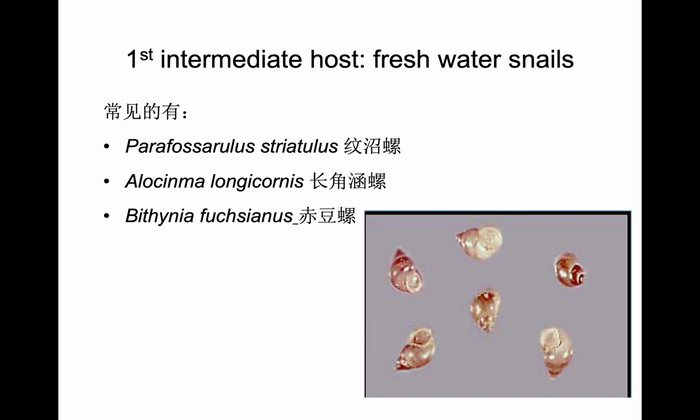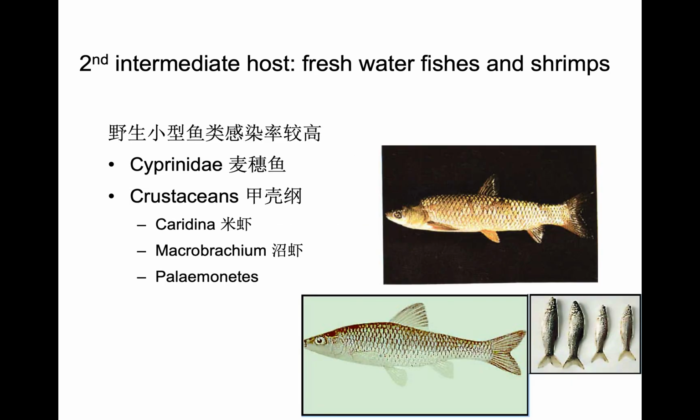And now let's look at the intermediate hosts. The first one is the freshwater snail, and there are different kinds with their scientific names. You don't have to remember all these scientific names. You just need to know that the first intermediate host is the freshwater snail, and the second intermediate hosts are freshwater fishes and shrimps.